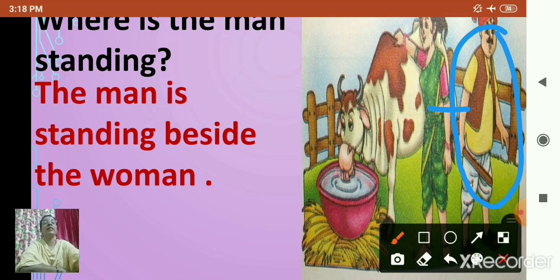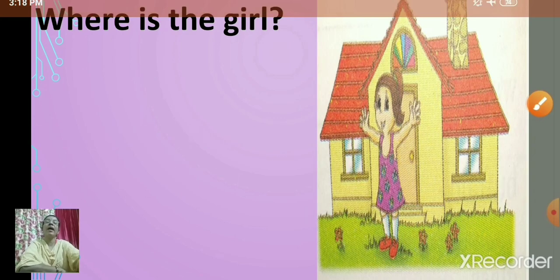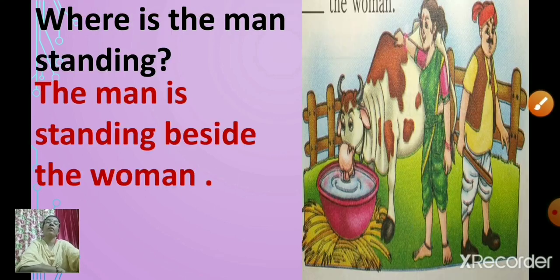So which word tells the position of the man, or where the man is standing? Yes, the word beside. So the word beside tells us where the man is standing, or tells us the position of the man. So where is the man standing? The man is standing beside the woman. So beside is a position word.